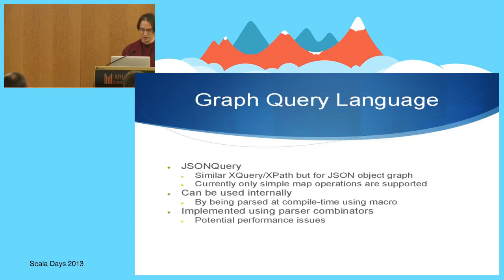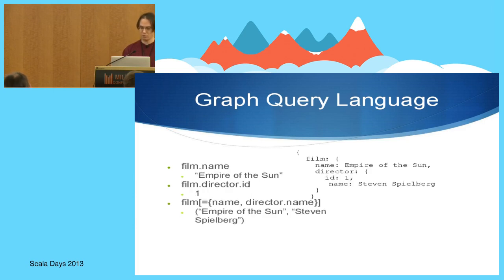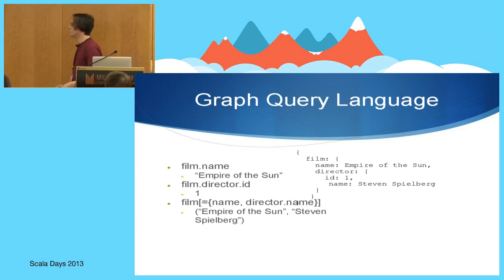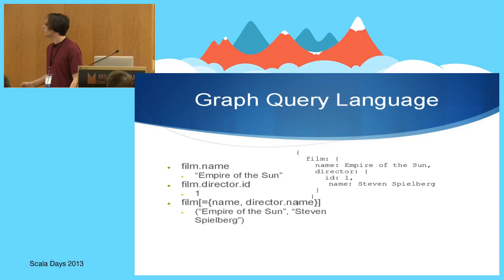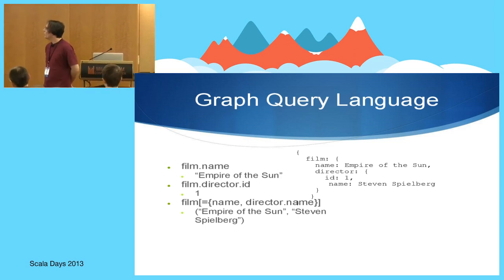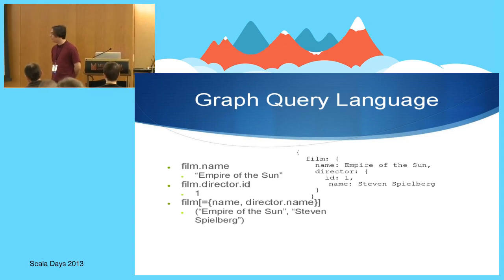So let's see some example actually of how this graph query language could be used on an object graph, which is the reason it was created at first. So here we have a simple JSON object with a film which has a name, a director with an ID, and a name as well. So this is a JSON query. So it's simply defining the path of the data we want to retrieve. So we say film.name, and we get Empire of the Sun. If we say film.director.id, we just get 1.